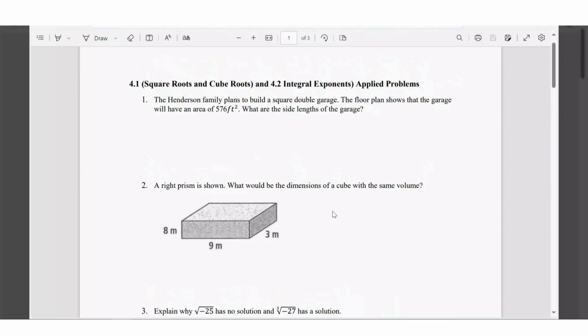Hello, everybody. Here we are, 4.1 and 4.2 applied problems. These are the word problems. So far, we've just done kind of the theoretical stuff and nothing applied. And so I wanted to do it all together.